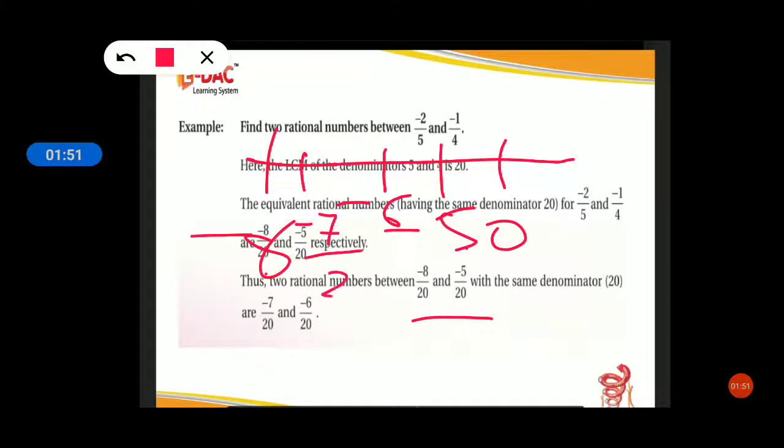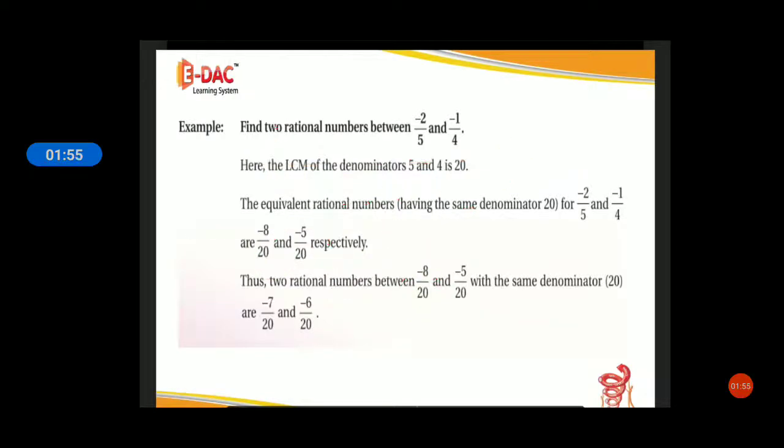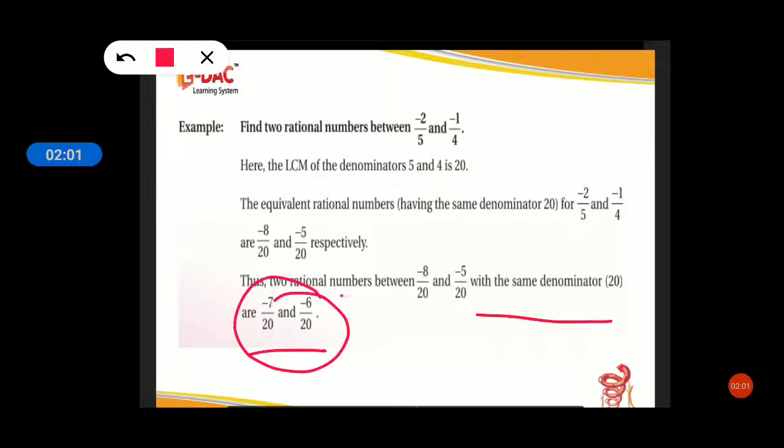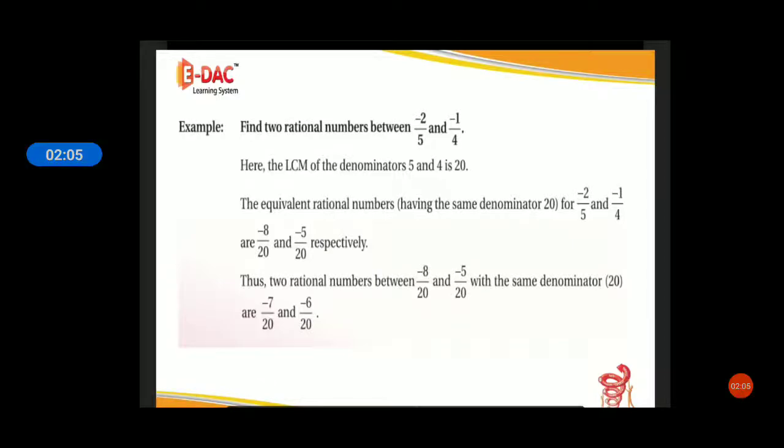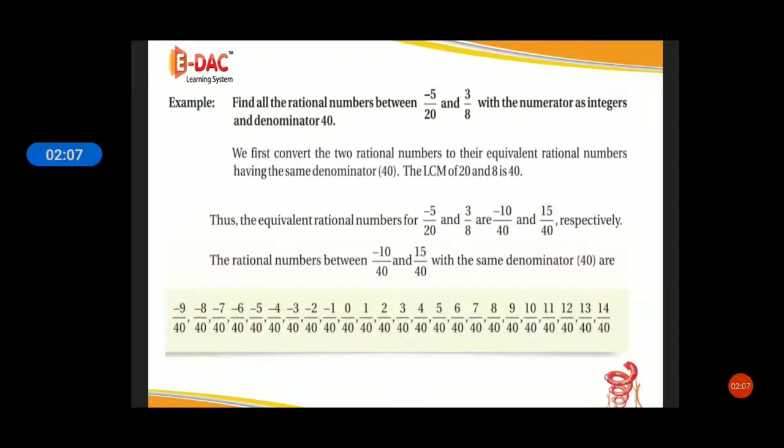Okay, that is this with the same denominator. So understood here? See here we have the same denominator. So -6 and -7 are the two rational numbers between -8 and -5. This is how you have to find it. We will see the next example. See here students, see the next example.